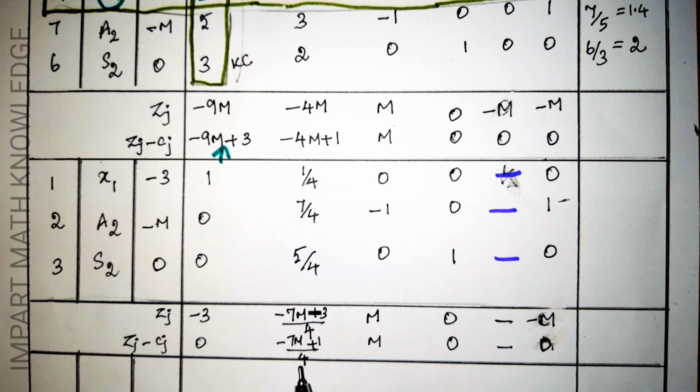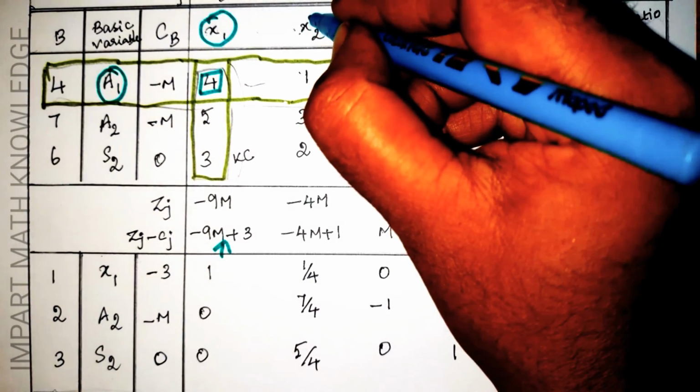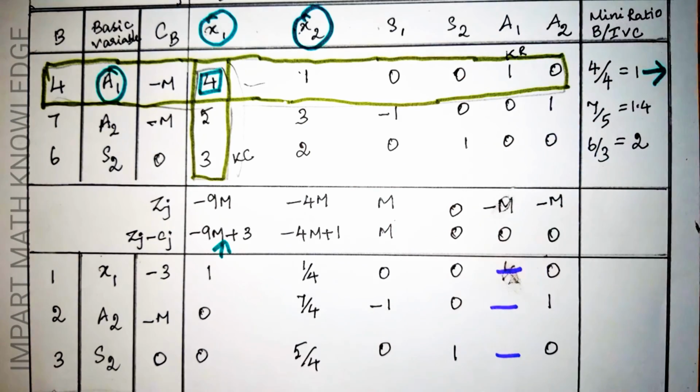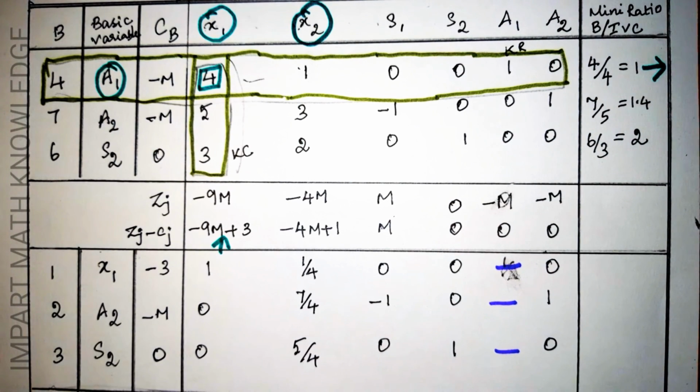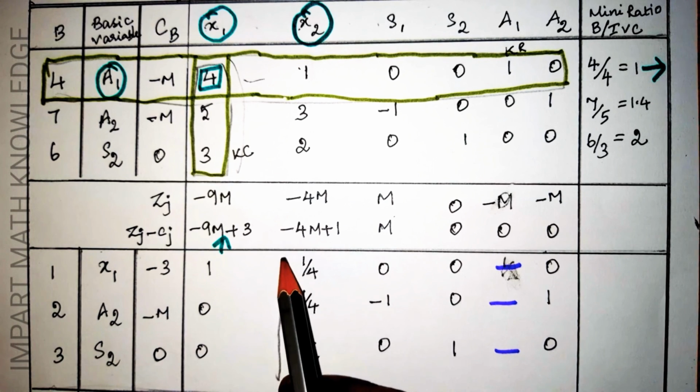Here, one value is negative. So we have to go to the next table to get the best solution. Here, the most negative is this value. So the corresponding variable x2 enter into the next table. So this is key column.